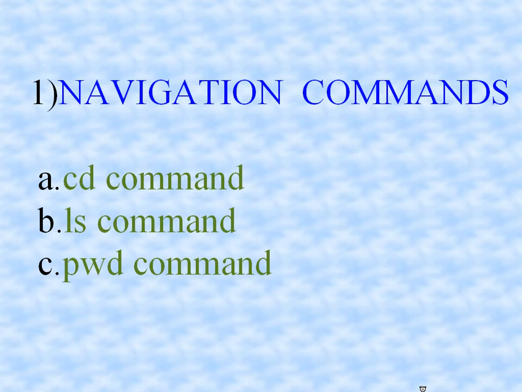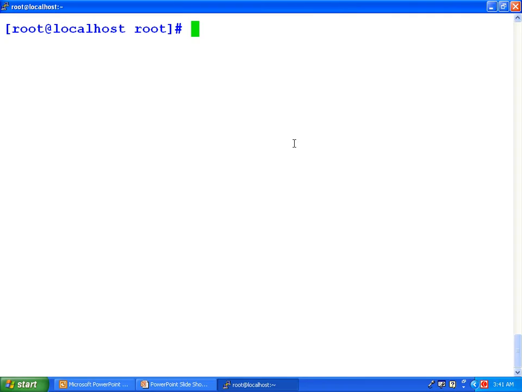So the navigation commands. The navigation commands are again divided into three, that is the cd command, the ls command, and the pwd command. Let us see them in detail. This is the console that you can see in any Linux operating system. If we want to type any command, we have to type here. So let us see about the cd command.